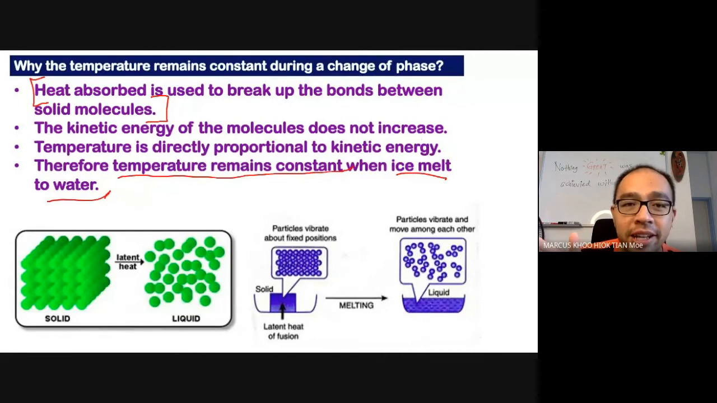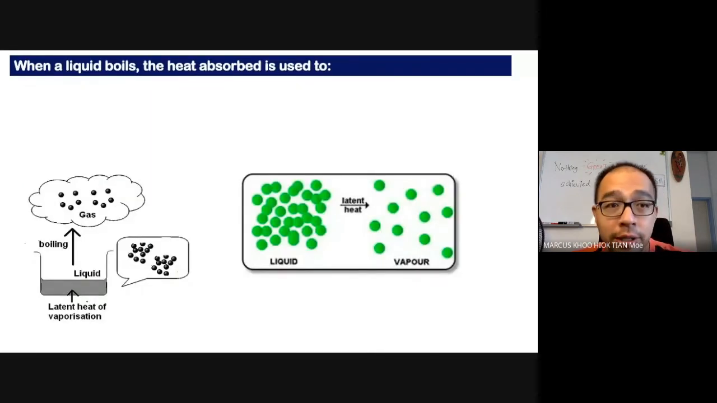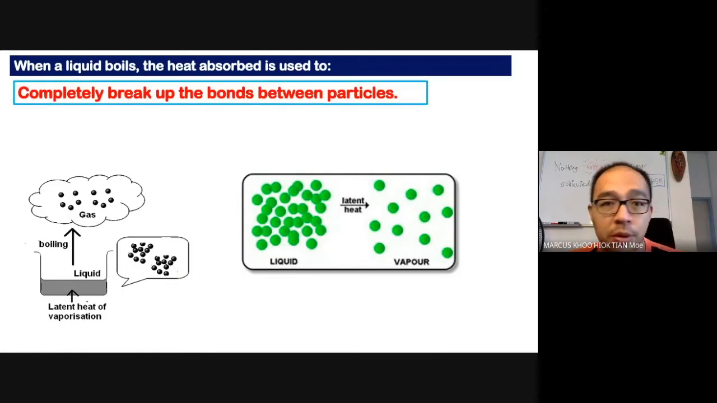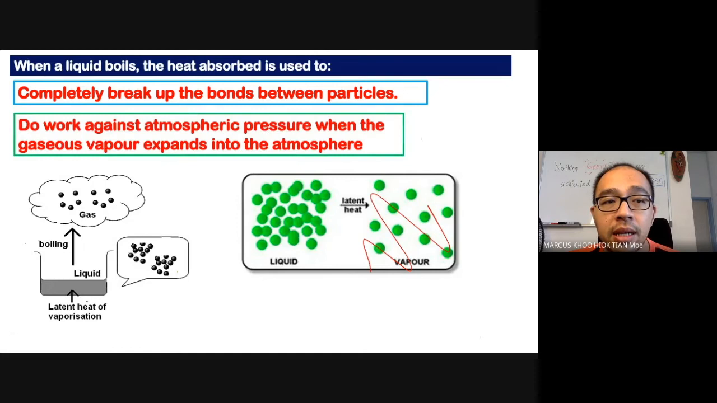Either you increase the kinetic energy or you break up the bonds between the molecules. So heat is a very good student. When liquid boils, the heat absorbed is used to completely break up the bonds between the particles. They are already broken, and we make them break even more, totally, with no chance of getting back together. And the heat that is absorbed is also doing work against the atmospheric pressure when the gaseous vapor expands into the atmosphere. That's why it involves a lot more heat.